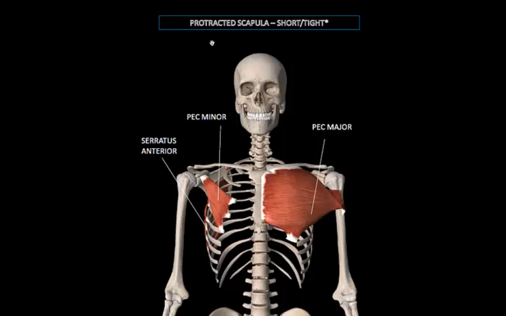Protracted scapula, which is often a symptom of kyphosis, which is an exaggerated thoracic curve, often with the weight of the head being forward of the plumb line, along with the weight of the shoulders being in front due to tight pecs, serratus anterior, and maybe anterior delts. The weight of the shoulders and the head can increase the curve of the thoracic region, inducing what is known as kyphosis, which is an exaggerated thoracic curve.